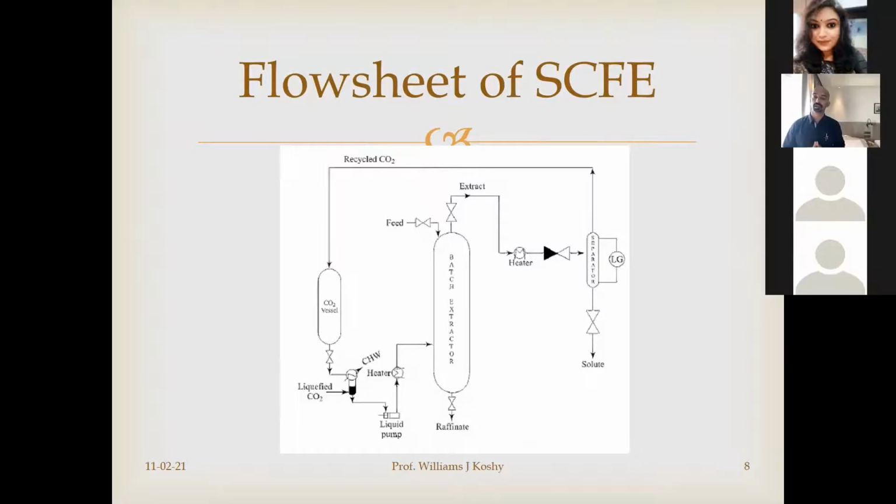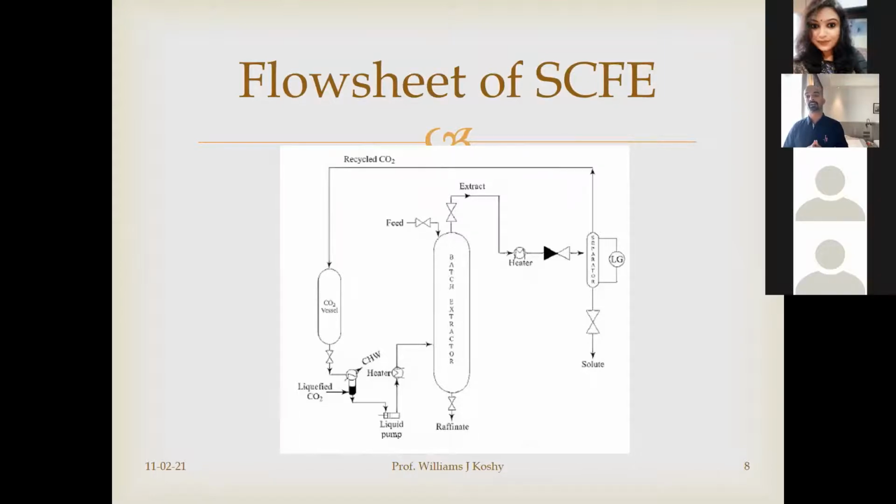Now what will happen after this? To attain the supercritical state, I need to increase the temperature beyond the critical temperature. So now I will pass that through a heater and I will take its temperature above its critical temperature, that is above 31. So the CO2 that comes out from the heater is supercritical CO2. Its temperature is above the critical temperature. Its pressure is above the critical pressure.